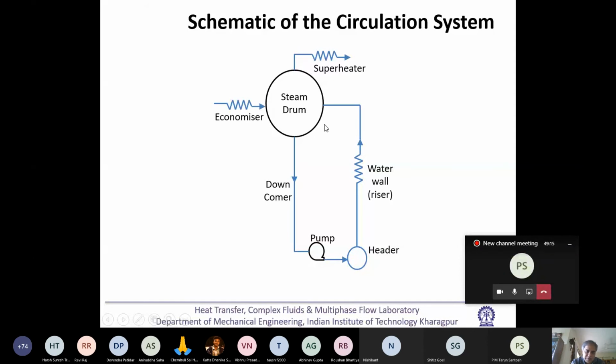So in the case of a subcritical boiler, these three parts are distinct: the economizer, where we are heating water; then the circulation loop, where we are producing steam, or evaporation is taking place; and the superheater, where we are heating the saturated vapor into superheated vapor. These three sections are very distinct in a subcritical boiler. This is what I wanted to make you understand.